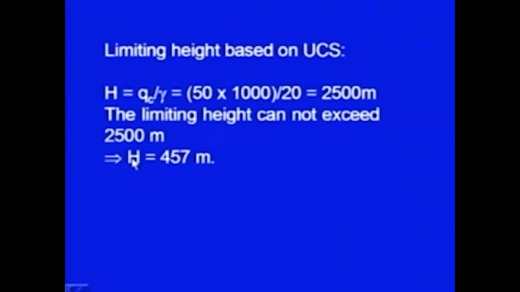So in the first part, we obtained h equal to 457. So this is the safe value. So the limiting height will be 457 meter.